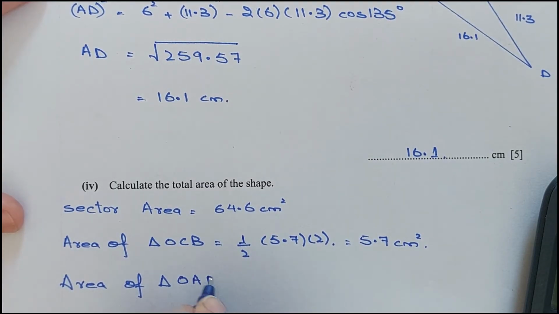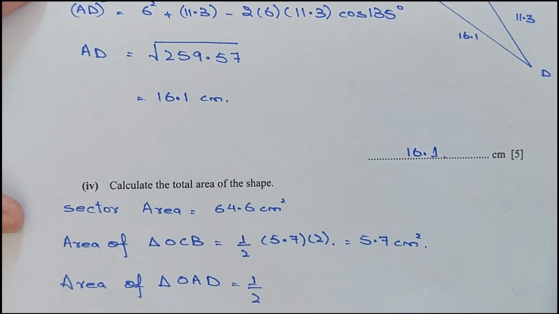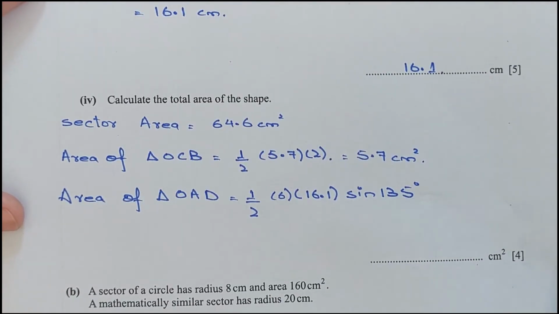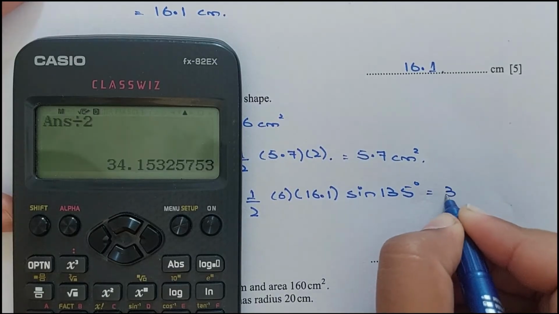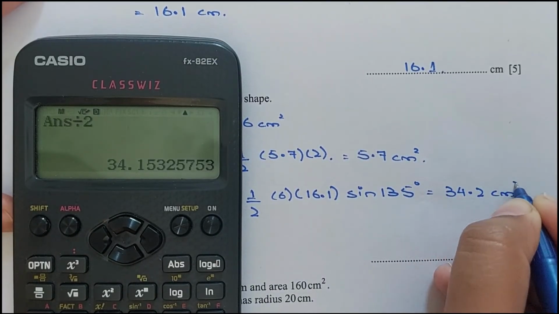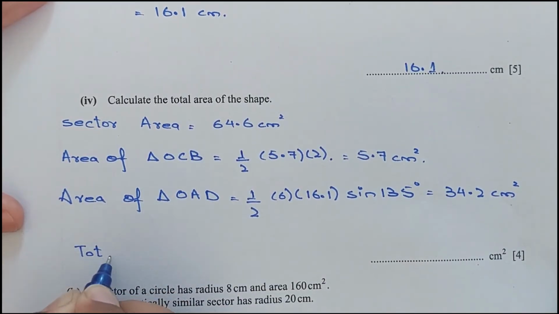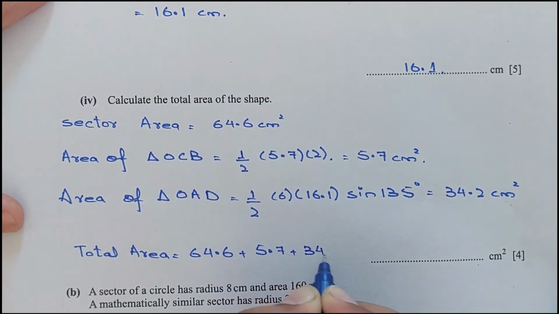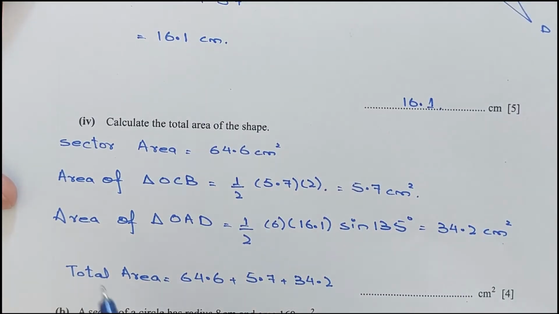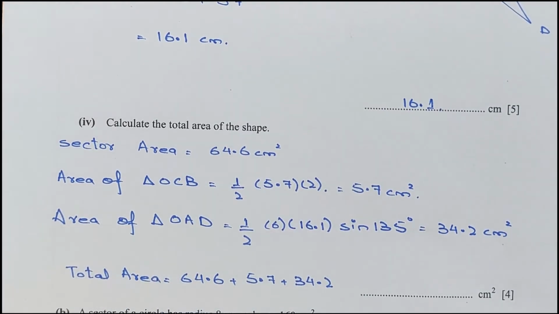Now area of triangle OAD, this is half. The two sides are OA and OD is 16.1, and sine of the angle between them is 135 degrees. Okay, sine 135 times 16.1 times 6 divided by 2, 34.2 if I round it, centimeter square. Now to find the total area is a sum of all three, which is 64.6, 5.7 and 34.2. Okay, sorry students, I made a mistake over here in the area of triangle OAD.